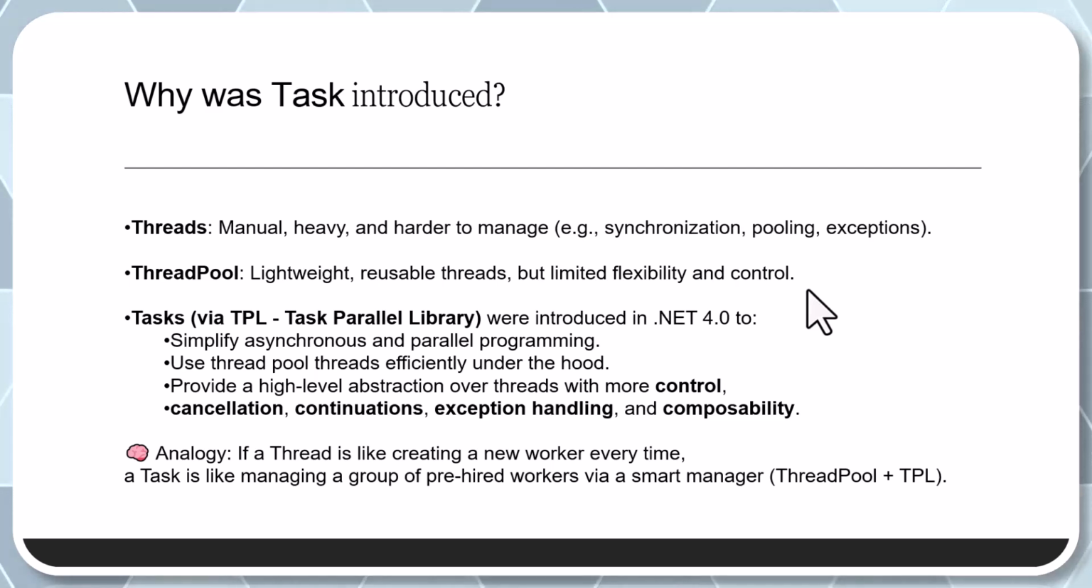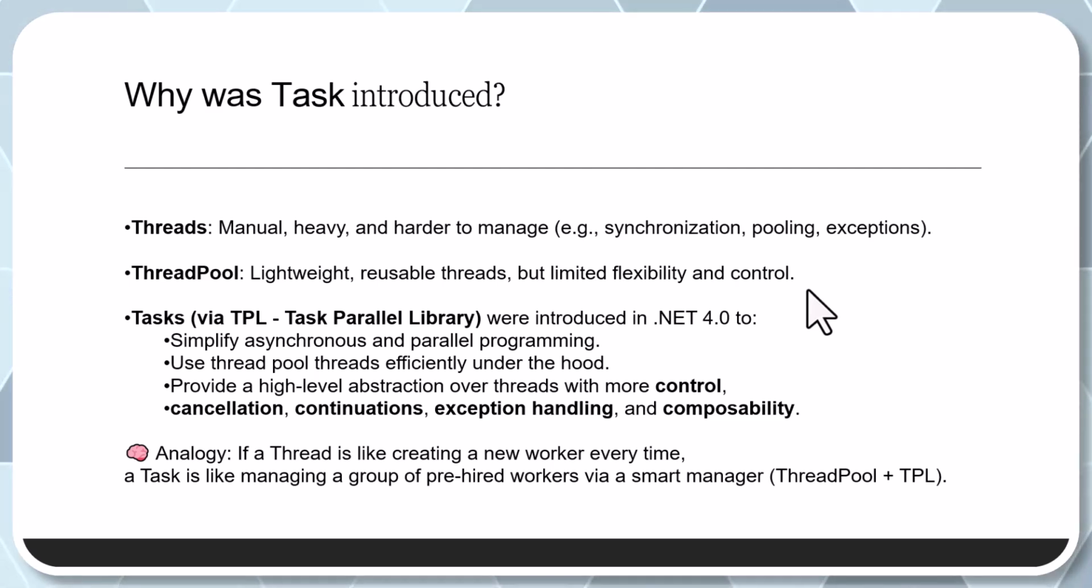So we studied about thread pool. It was a lightweight reusable thread, but it gave very limited flexibility and control. Like we can fire and forget, but we cannot handle exceptions, we cannot have a return value and all. So to resolve this issue, task was introduced as a layer upon thread in .NET 4.0. It simplified asynchronous parallel programming by giving provision for async await.